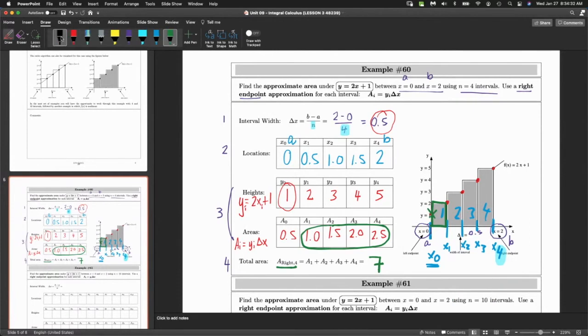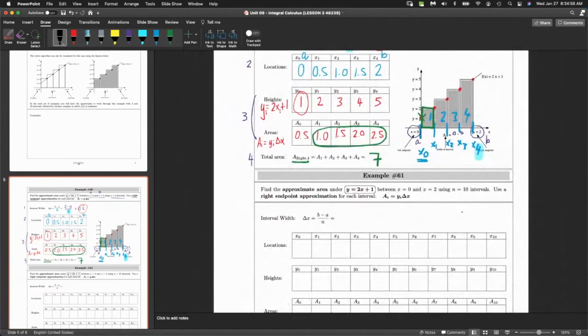Before I go there, if anybody's like, why the heck are you doing this, guy? John, why are you doing this? This is the easiest area to find, because that's a trapezoid. Like, why even bother doing all this stuff when it's a trapezoid? The reason I'm doing it is because it's your first time seeing this, so we should use something really easy to work with before we do something more difficult later.